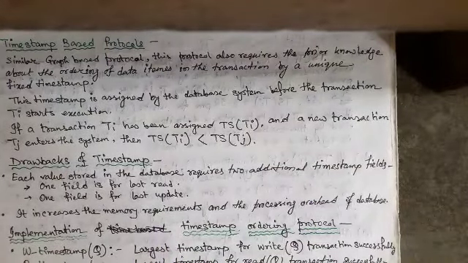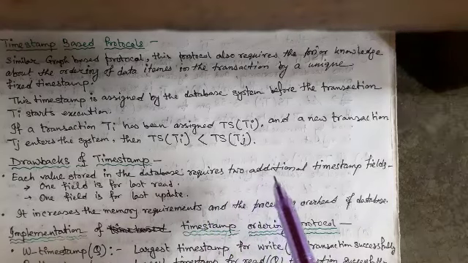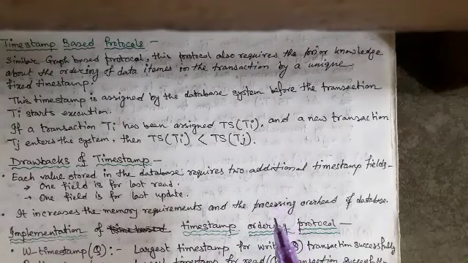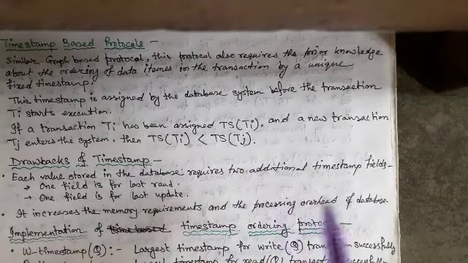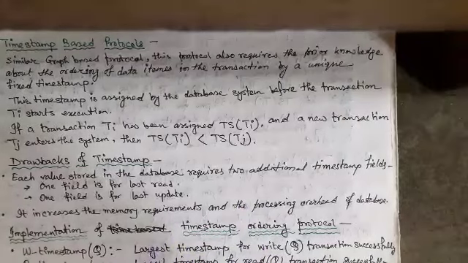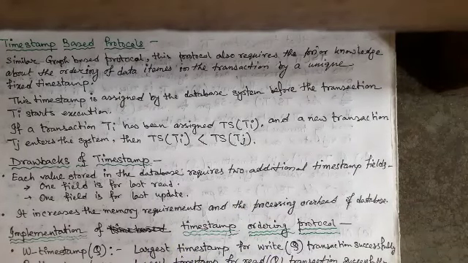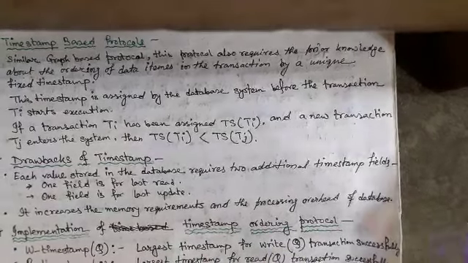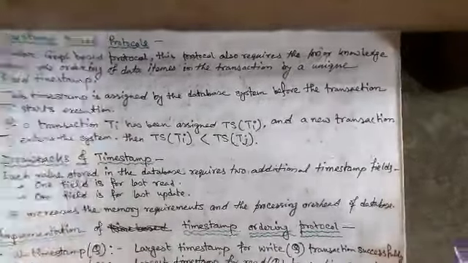If a transaction Ti has been assigned TS(Ti), that is the timestamp of Ti, and a new transaction Tj enters the system, then the timestamp of Tj is greater than the timestamp of Ti.